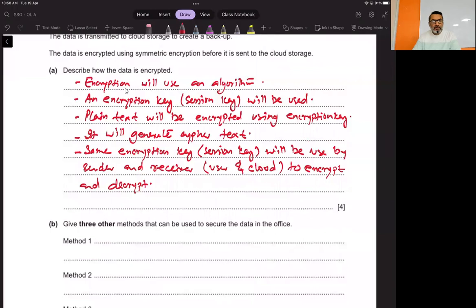So, encryption, describe how data is encrypted. Encryption will use an algorithm, or you can write symmetric encryption. This is the name of the algorithm, symmetric encryption. An encryption key, session key, will be used. Plain text will be converted using the encryption key into ciphertext. The same encryption key or session key will be used by sender and receiver. In this case, these are the user, which is us, and the cloud, to encrypt and decrypt.